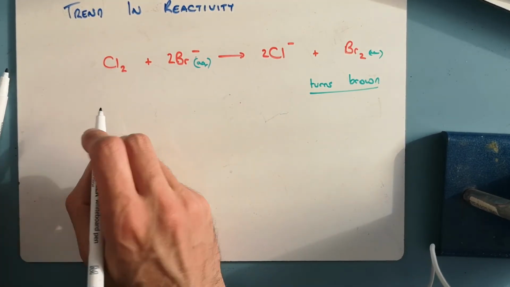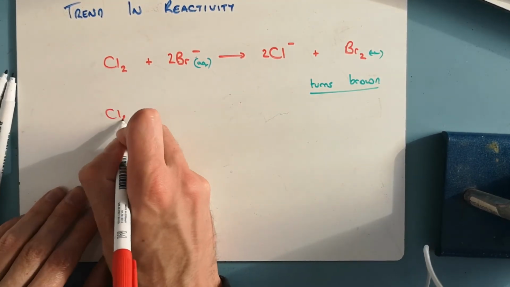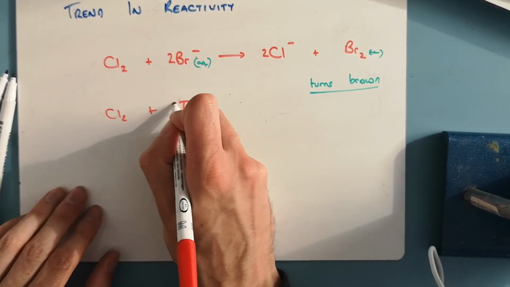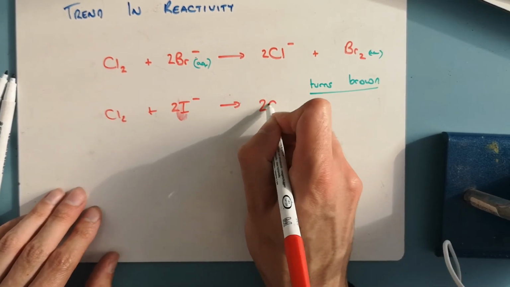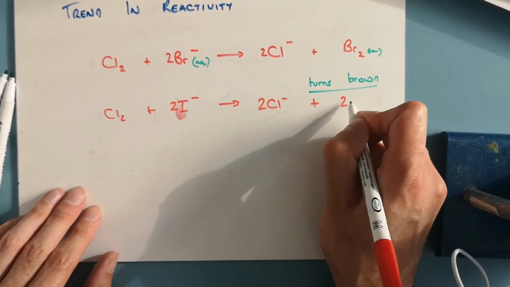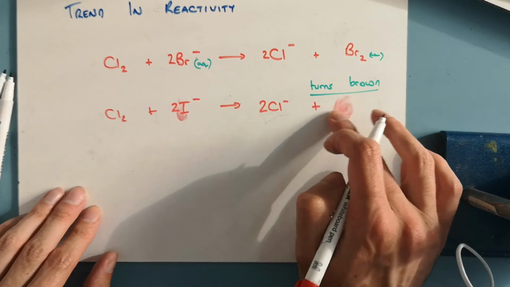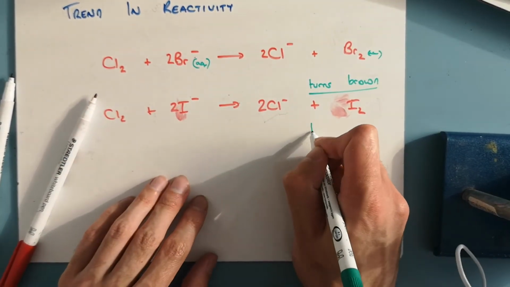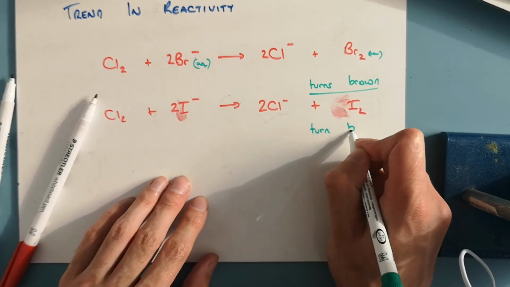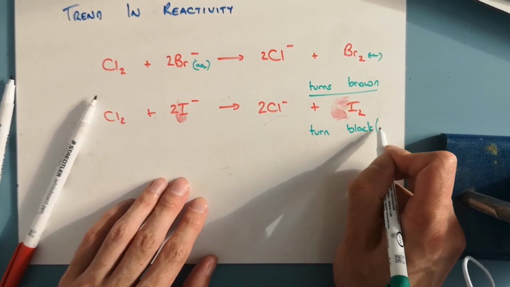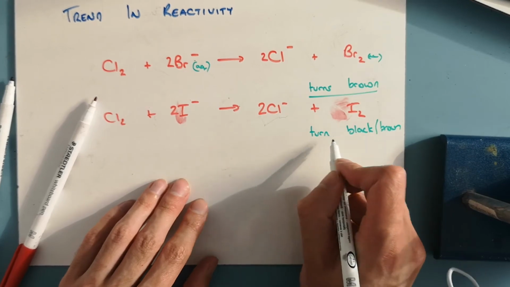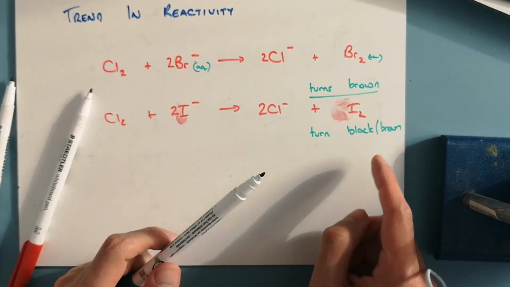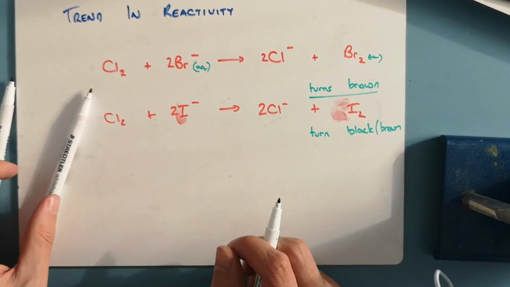Now, chlorine, if it's more reactive than bromine, it's certainly going to be more reactive than iodine, and the same thing happens. Now, in this reaction, iodine is a black-brown, a very dark brown colour. If you want to differentiate between these two, you could add an organic solvent and you'll get a purple ring appearing with iodine.